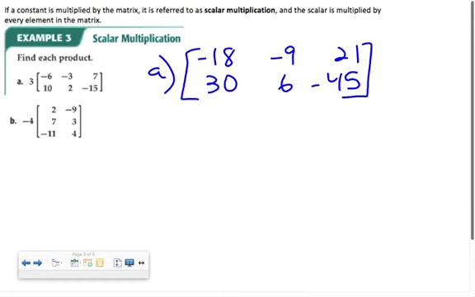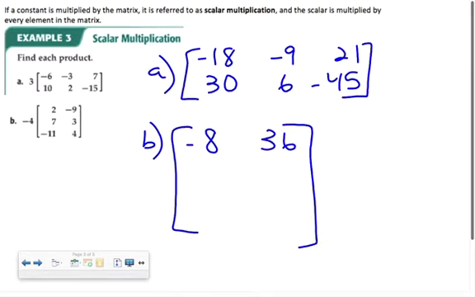This is very intuitive stuff. Part B, same exact idea. I have negative 8 and positive 36, negative 28, negative 12, 44, and negative 16.